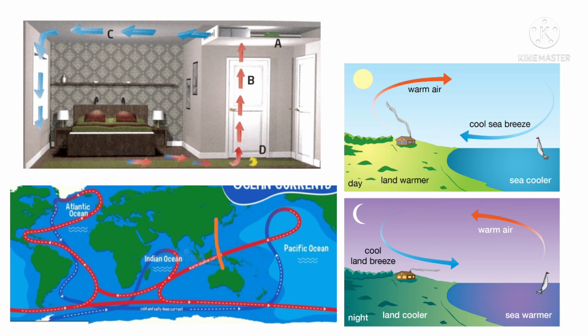Now such flow of ocean water forms ocean currents. Ocean currents help in maintaining the ocean temperature. That's why the places which are near the ocean or sea are colder and denser.